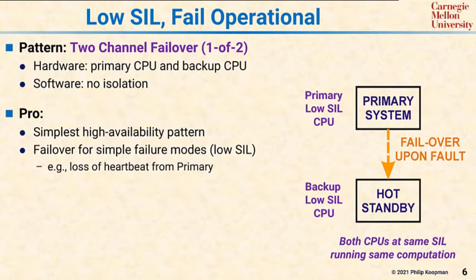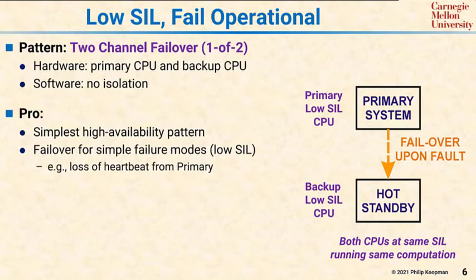This pattern is commonly implemented with something like a heartbeat arrangement. So the primary system will send a periodic message to the standby system, and if the message goes away, the standby system will assume that the primary system has failed and will take over operation. The standby is called a hot standby because it's in operation all the time and tracks all the state that's going on inside the primary system. That way it's ready to take over at a moment's notice.